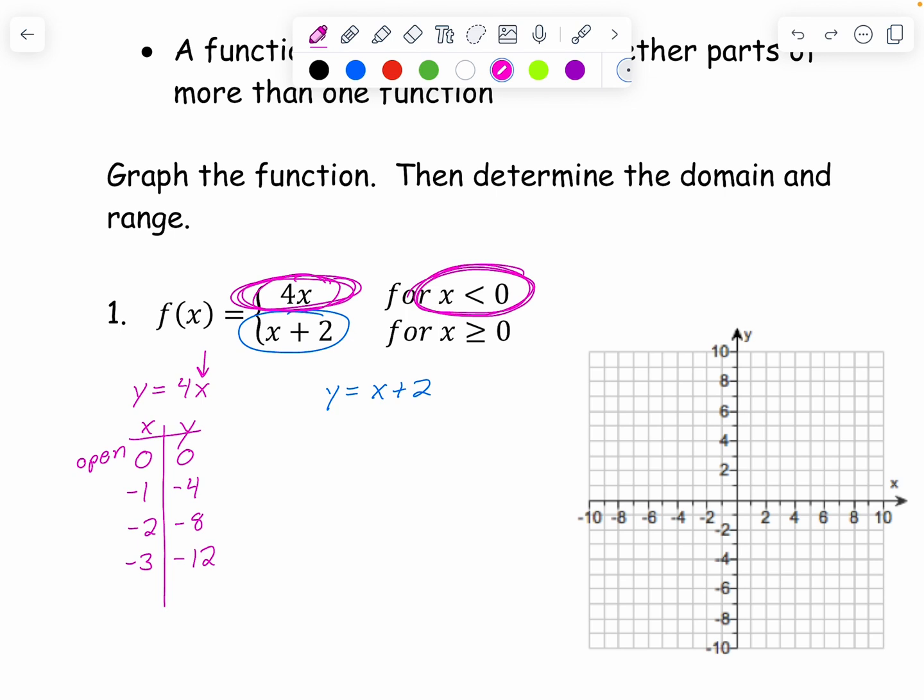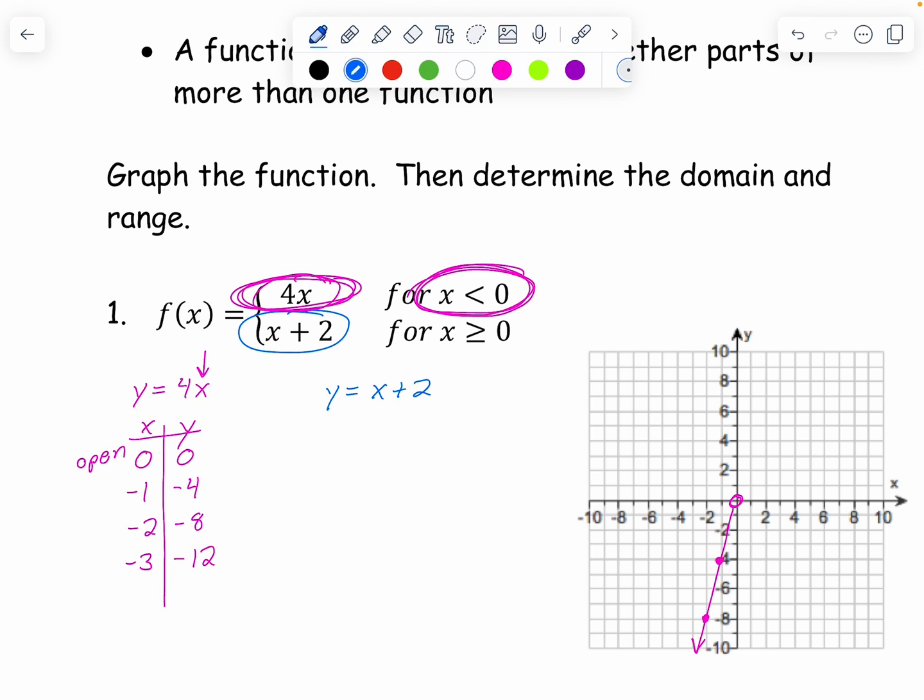Now, let's plot those points. We said that this first one had to be an open circle because I do not have the equal to bar here. So I'm going to have an open circle at (0, 0). Then the rest are just going to be normal points. So I have a normal point at (-1, -4). Then I have a normal point at (-2, -8). And that's all that fits on my graph. So from that open circle, I'm going to go down through those other points, and I'm going to put my arrow on the end. So there's the first piece graphed.